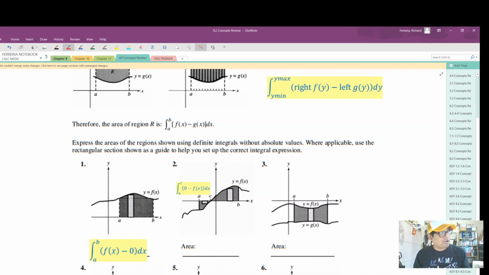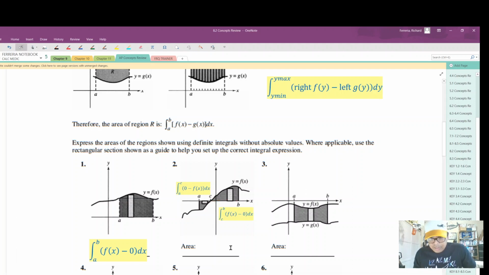Now the second area on the right over here, we're going to notice that the top function here, well, first of all, we're going to start from a minimum value of c to a maximum x value of b. The top function here is f of x, and the lower function here is 0. So now that we have the top, bottom, left, and right, we can put together an integral.